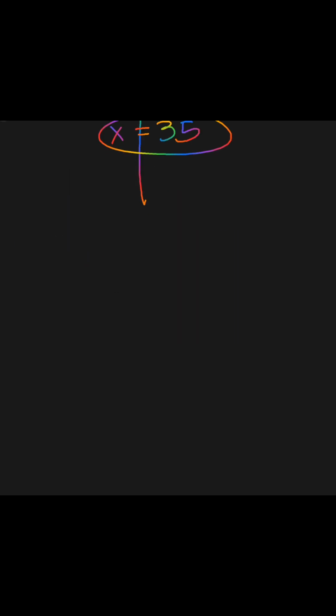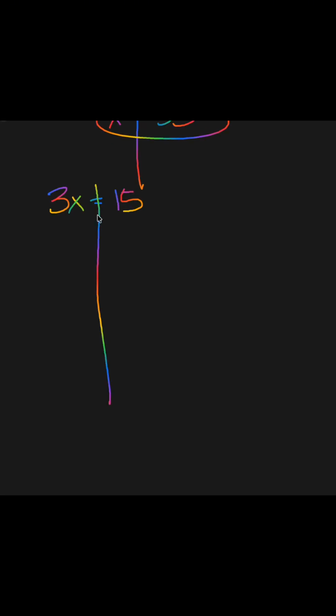Another example. 3x equals 15. We want to get that variable alone. So right now we say, well, what is the 3 doing with the x? It's 3 times the x. So what's the inverse of multiplication? That would be division. So we're going to divide both sides by 3.